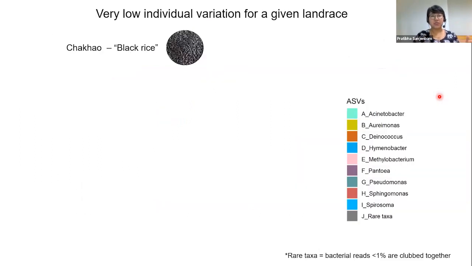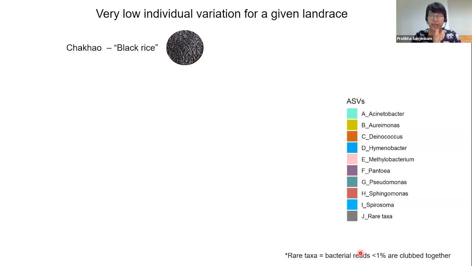For instance, to make it very simple to understand, let's take a scenario where I pick a very distinct rice landrace, which is called black rice, as shown over here. The grain colors are really black, and it is locally known as chakao. And here are the taxa, which are color coded. There are some dominant taxa which I'm highlighting, and the rare taxa here are the bacterial reads which are less than 1%, clubbed together to form the rare taxa.